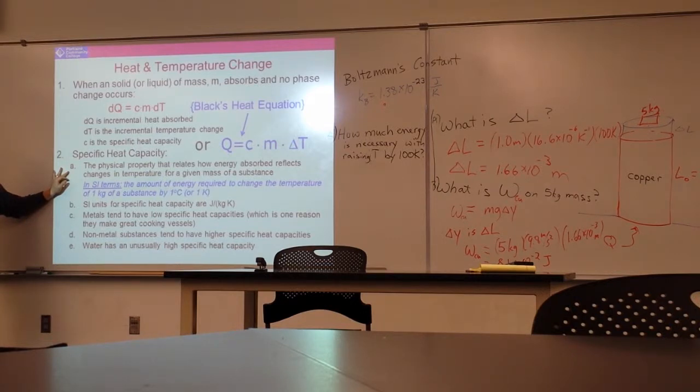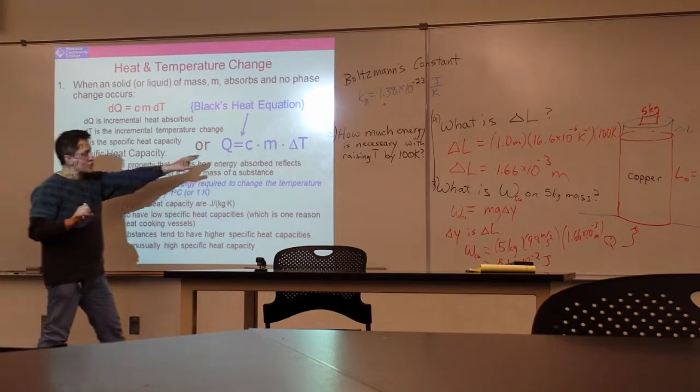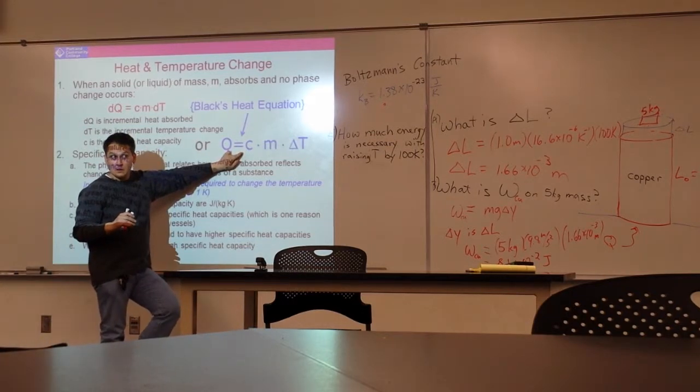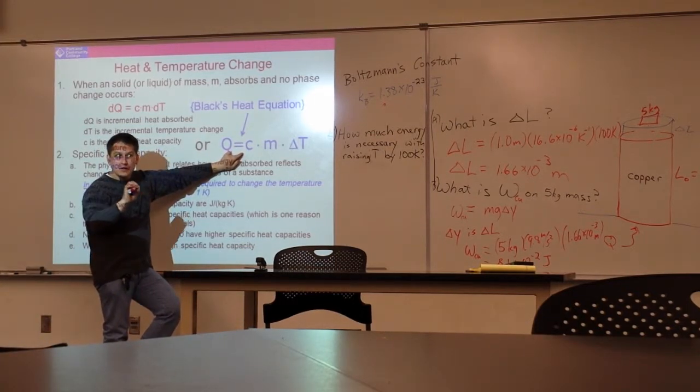So you may have seen that in chemistry, or not, I'm not sure. But the bottom line is that if this number is 500, it means it would require 500 joules of energy to raise 1 kilogram of mass by 1 Kelvin. So that's what C is.